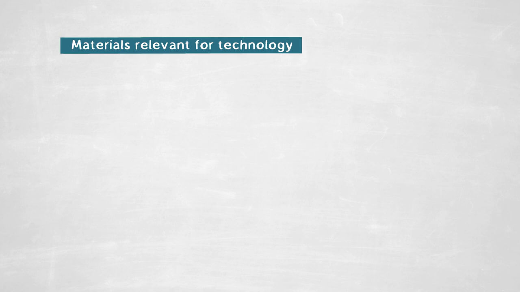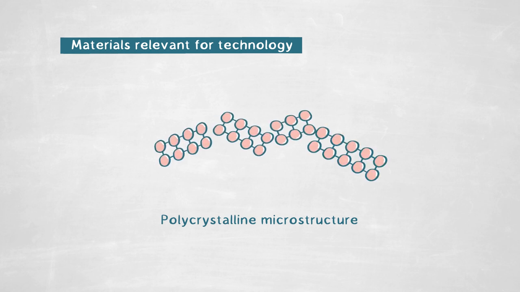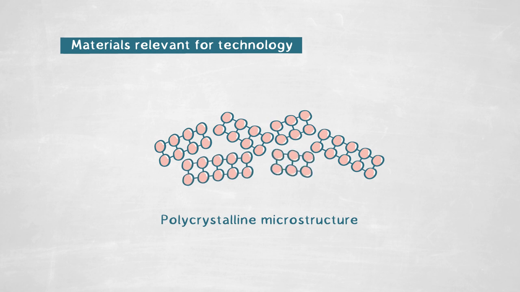When you think of technologically relevant materials, they are typically all composed of a polycrystalline microstructure. That means different crystals build up the material, and these crystals are somehow differently oriented to each other. These different crystals are separated by very, very confined interfaces, so-called grain boundaries. And actually, it is these interfaces, these grain boundaries, which we are interested in.